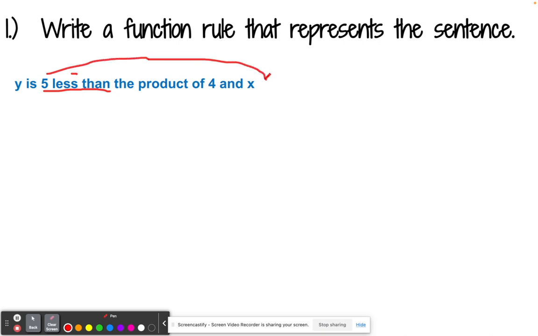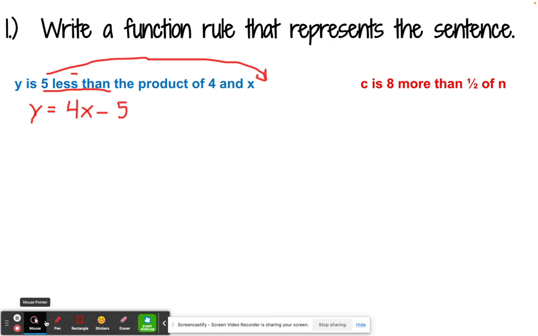So that's going to have to come after this. So we have y is, I kept wanting to say less than. How would I show the product of 4 and x? Well, that's going to be 4x. And if it's 5 less than that, then we're going to subtract 5. So y equals 4x minus 5.